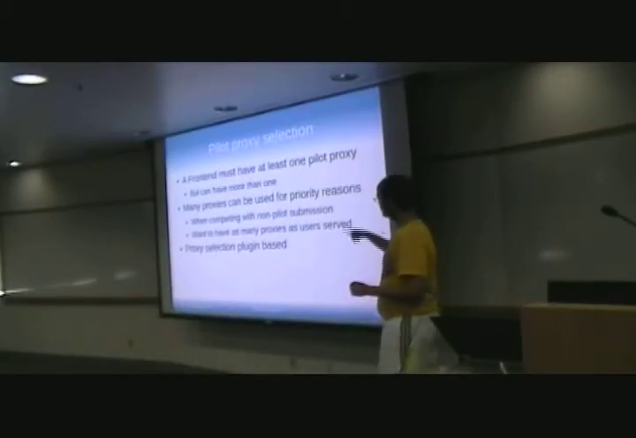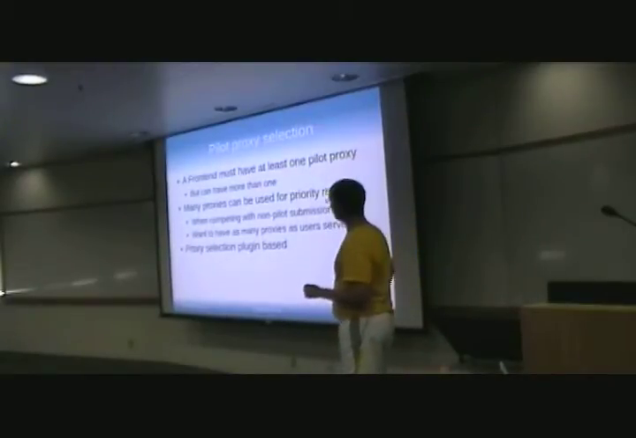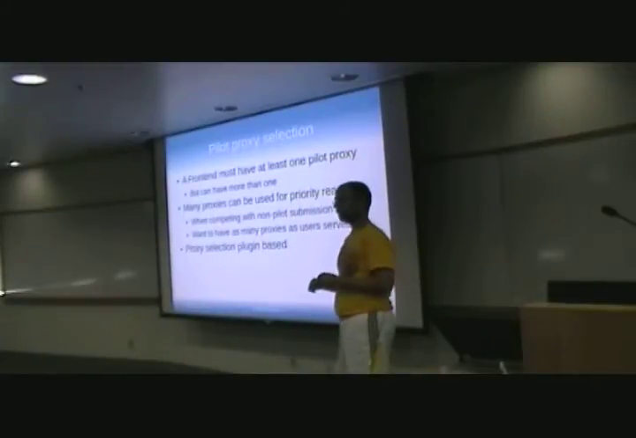It will be in a few slides. Let me first tell you how you actually get the proxies. A frontend must have at least one pilot proxy, but you can have more than one. Many proxies can be used for priority reasons, especially when you're competing with non-pilot submissions.